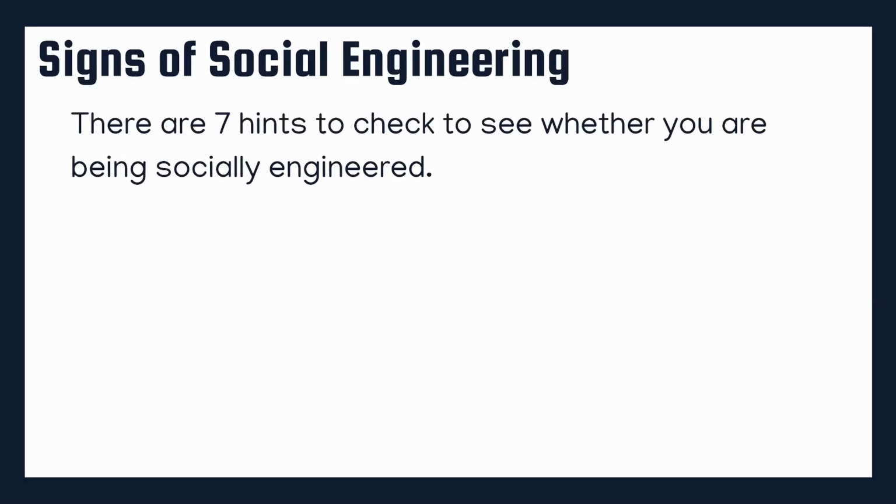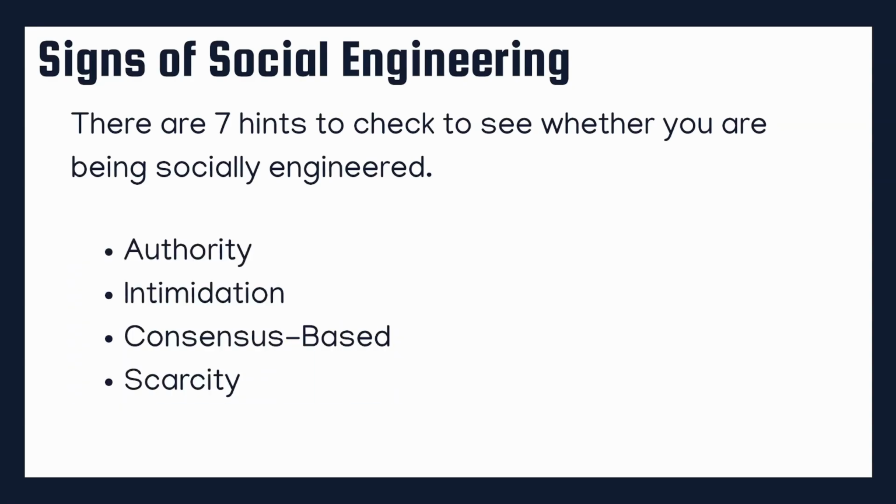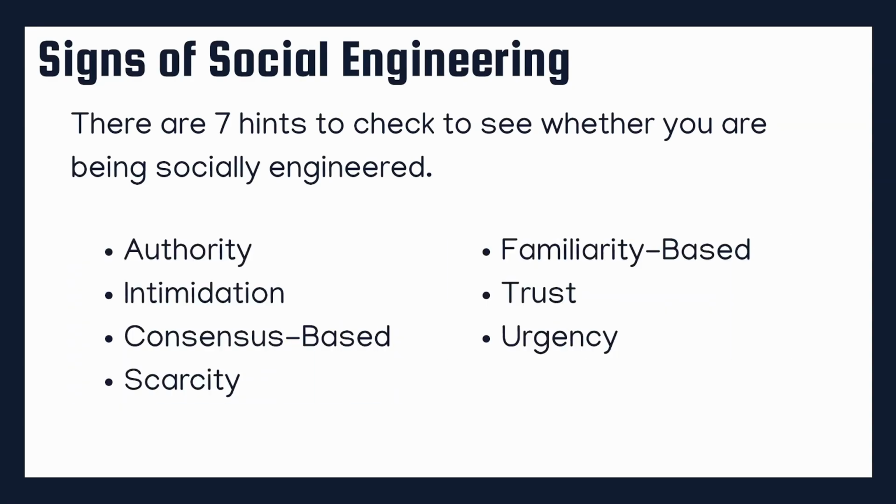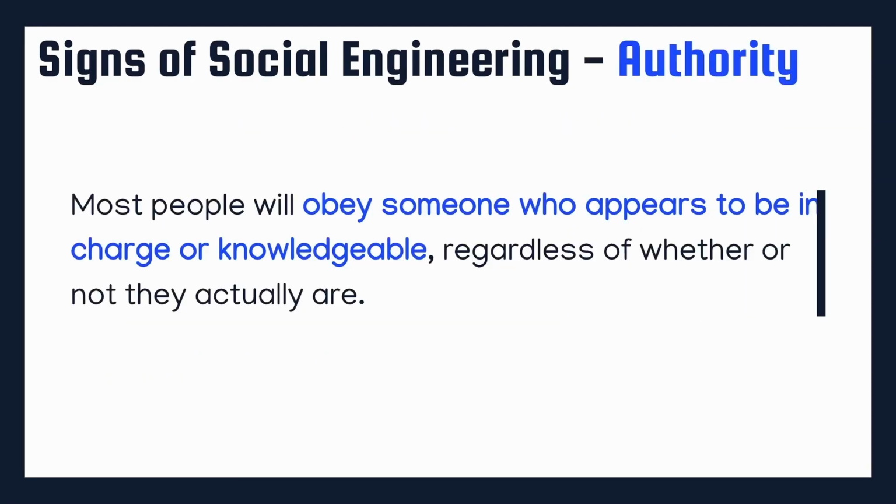There are 7 telltale signs that can help identify whether you are being socially engineered. These are also helpful for anyone trying to get better at it. These include authority, intimidation, consensus-based, scarcity, familiarity-based, trust, and urgency. Some of these may seem quite obvious, whereas others not so much. Let's get into authority. Simply put, if someone seems to be in charge or have more knowledge than you, you're more likely to listen to them.